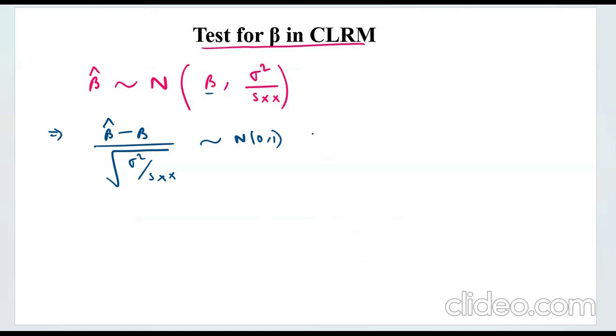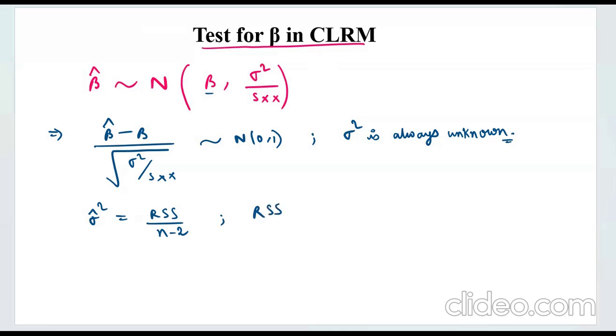And also here sigma square is always unknown. So basically we need to estimate this sigma square, and we have already seen what is sigma cap square. Sigma cap square I have also derived previously, RSS by n minus 2. And in the previous video, I have shown you that RSS upon sigma square follows the distribution chi square with n minus 2 degrees of freedom.